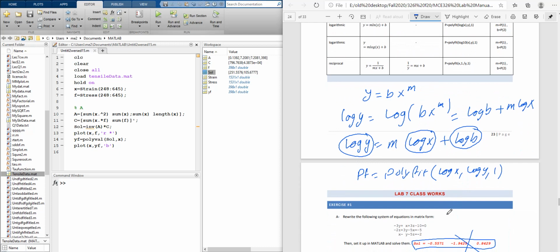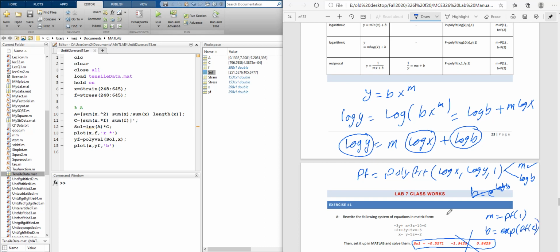Now this function, guys, will return two things: the value of m and the value of log of b. Log of b, not b. So m is known. What is the value of b? Take the exponential. So the value of b equals the exponential of log of b. Now, m equals the first element in PF, the polyfit, while b equals the exponential of the second element, polyfit of 2.